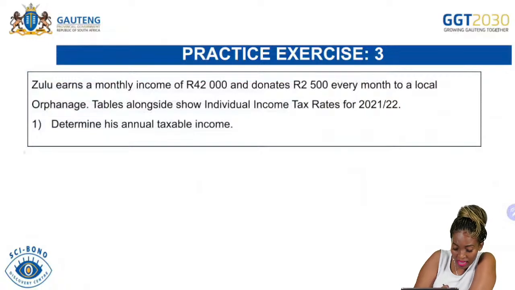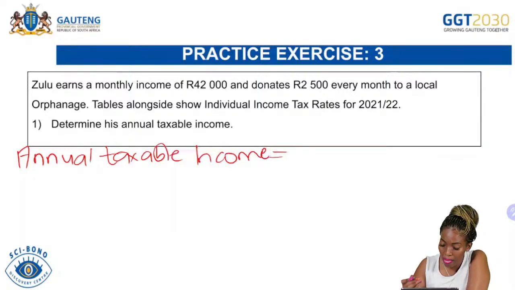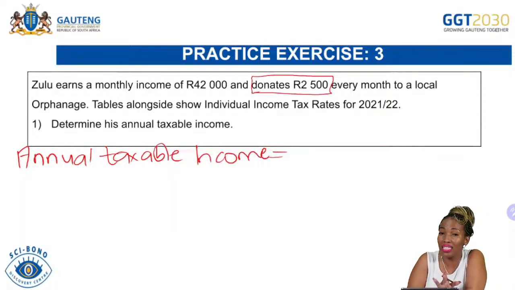Remember, annual taxable income is the amount that we are going to tax. Here, we are not going to tax the donation. Remember, when you see donations, UIF, pension fund, or retirement annuity fund, we do not tax those. We don't touch them at all. So here we see donations. Before I can determine the money that I'm going to tax, I must first subtract those donations.